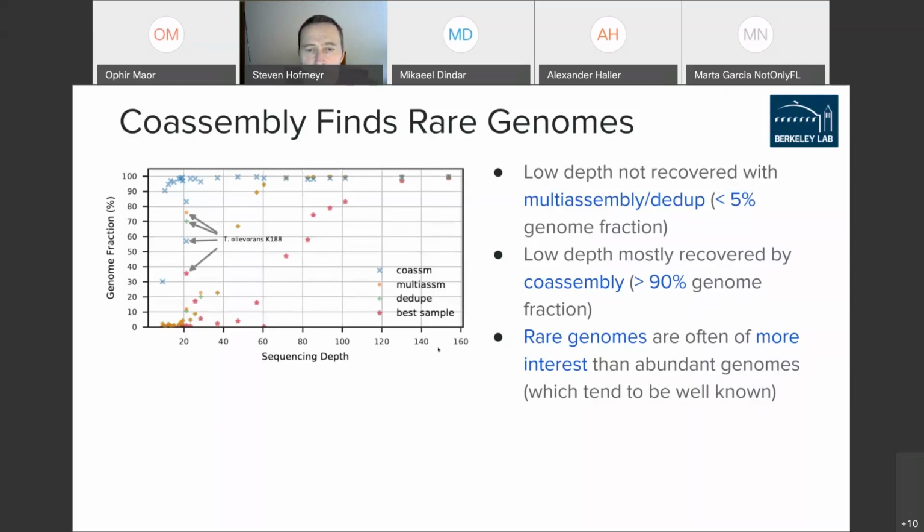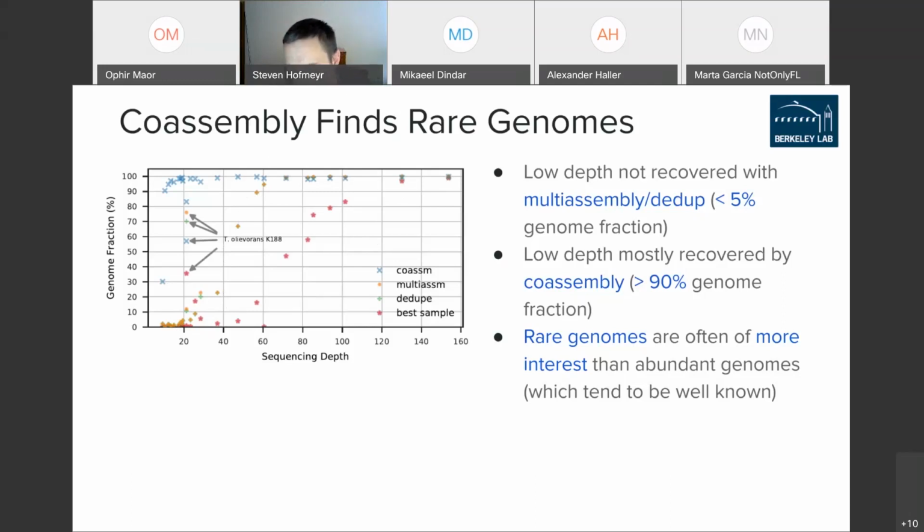And you can see here, if you look at the blue crosses, this is co-assembly. Even as the sequencing depth, or the abundance of the genome, gets low, we're still doing a very good job at getting most of the genome fraction. When we have the lowest sequencing depth, then our genome fraction drops off, obviously. It's got to drop off dramatically at some point. But you can contrast that to multi-assembly, which is these little golden pluses here, which drops off much more abruptly. And so basically with a sequencing depth of less than 40, you can't do anything with a multi-assembly.